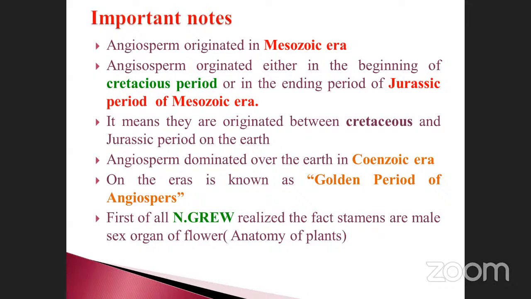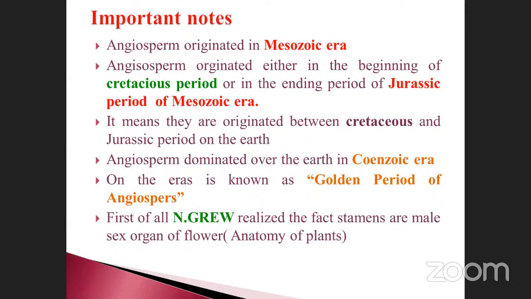Four questions are asked from this area. Mesozoic: in between, Mesozoic means which era? That is the Cretaceous period as well as the Jurassic period. That is called the Mesozoic era. Cenozoic means what? Angiosperm dominance over the earth is called Cenozoic. It is also otherwise called the golden period of angiosperms.